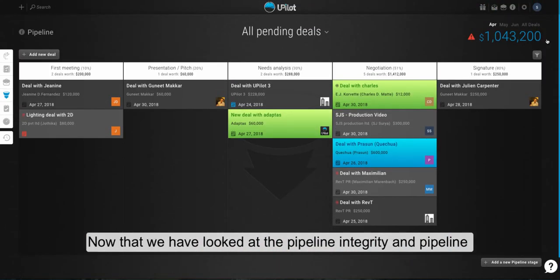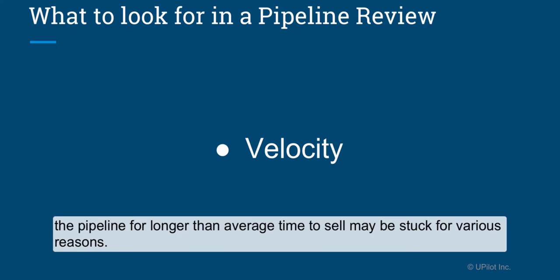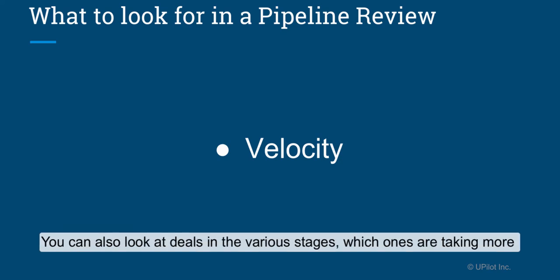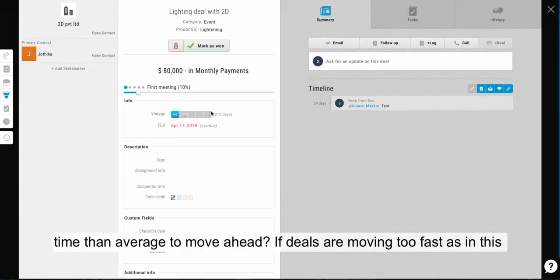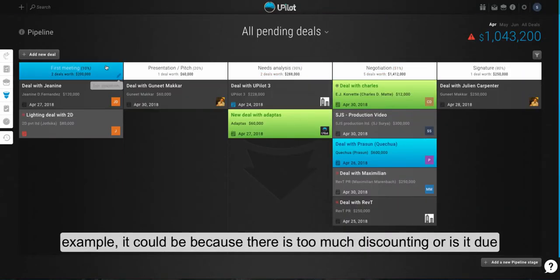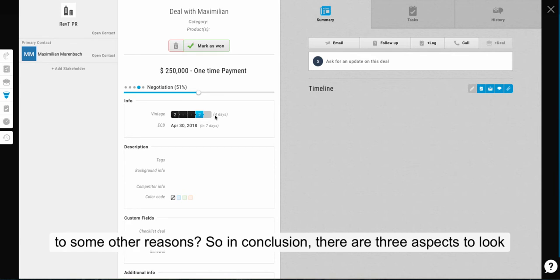Now that we have looked at the pipeline integrity and pipeline volume, let's look at pipeline velocity. Deals that are in the pipeline for longer than average time to sell may be stuck for various reasons. You can also look at deals in the various stages. Which ones are taking more time than average to move ahead? If deals are moving too fast, as in this example, is it because there is too much discounting, or is it due to some other reasons?